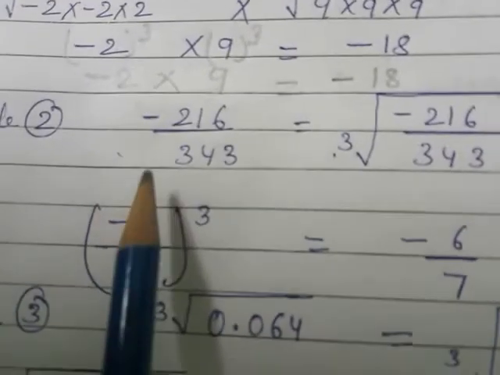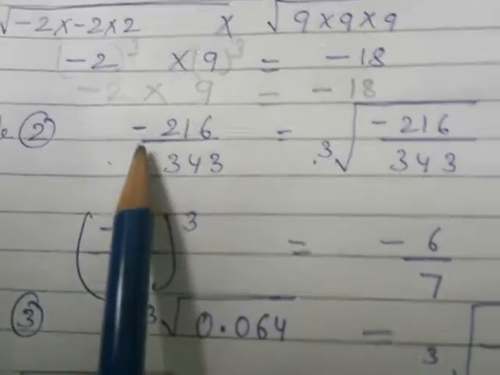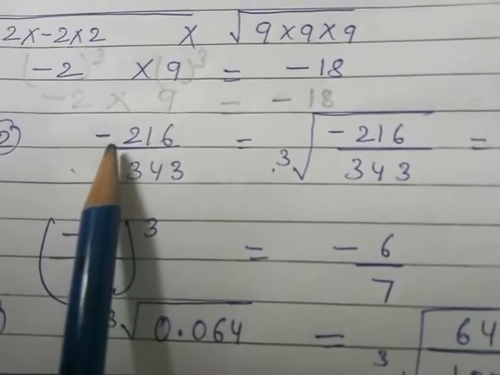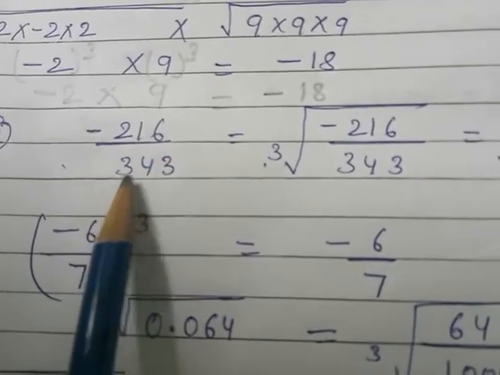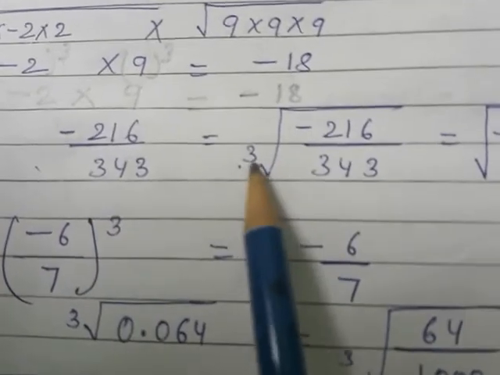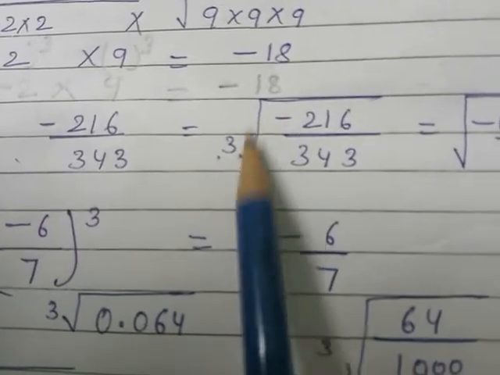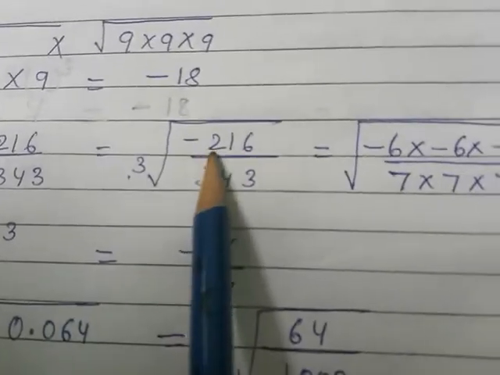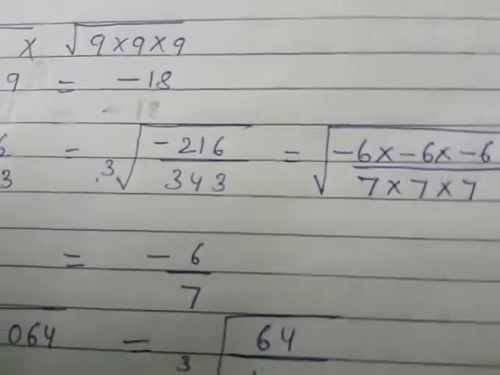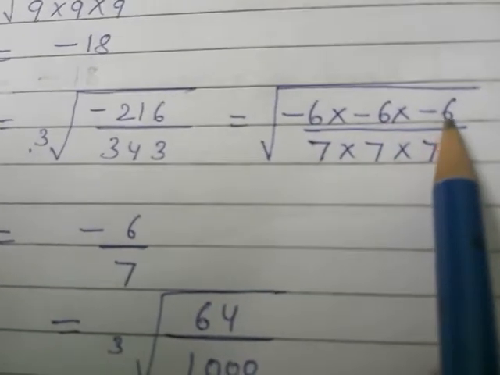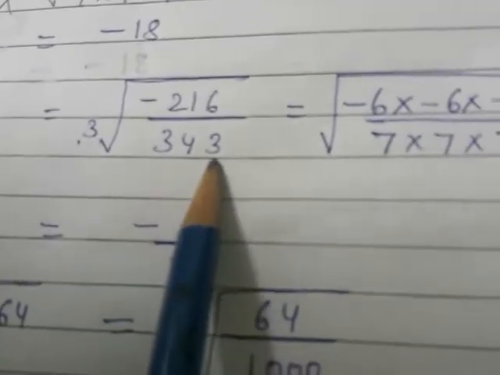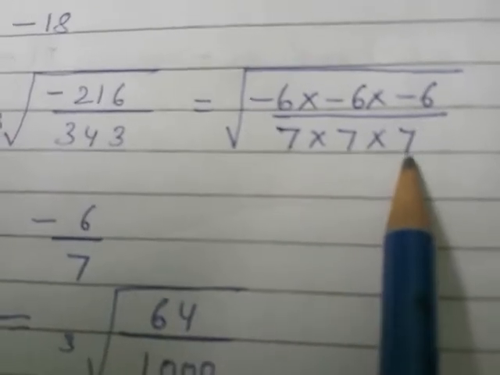Here also, in the same way, one more example I have taken: minus 216 upon 343. So we have to find the cube root, so I have put this symbol here, and see here, we have taken out the factors of 216, that is minus 6 into minus 6 into minus 6, and 343 is 7 into 7 into 7.